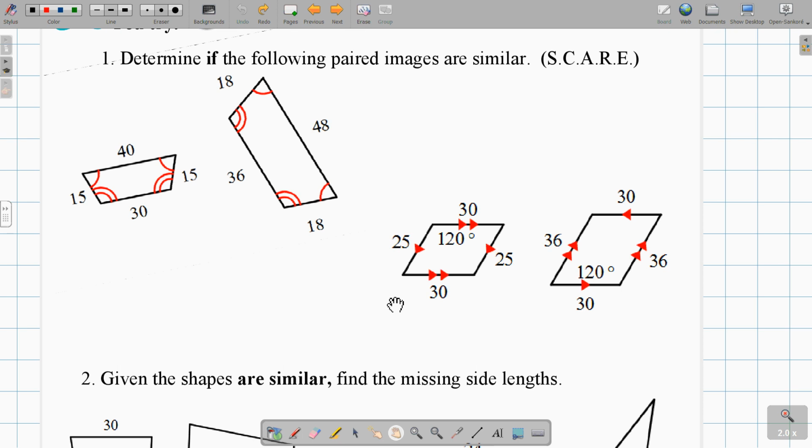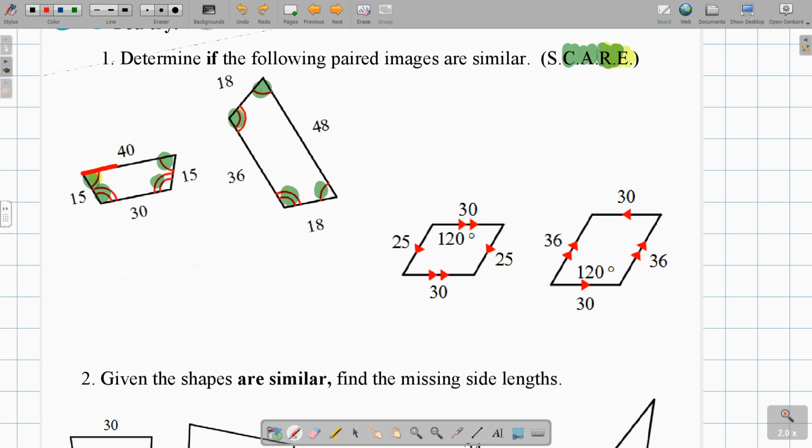Okay, we're going to see if the following paired items are similar to begin with. First we check for congruent angles. So I check my corresponding angles are congruent. So that one's good. Now I'm going to check for ratios which are equal.